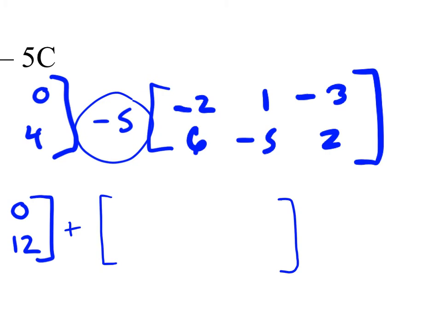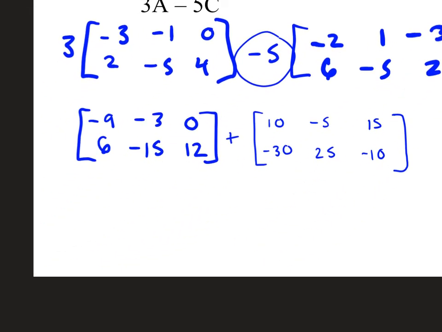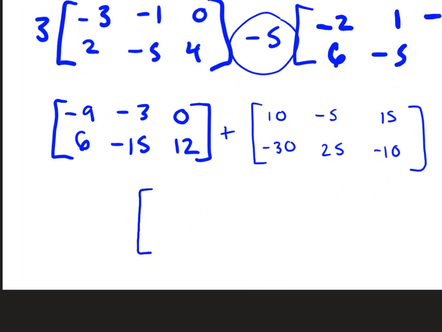So what would our new first row be? 10, -5, 15. And our new second row would be -30, 25, and -10. Awesome. Now we just add our 2 matrices together. Remember to add, we just add the first spot with the first spot, second spot with the second spot. So just again, be careful when adding.